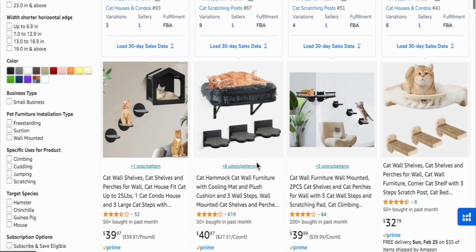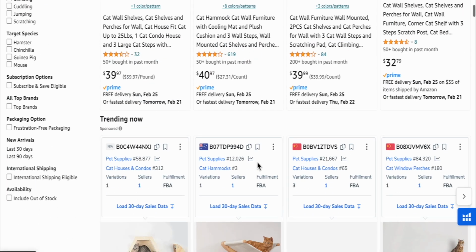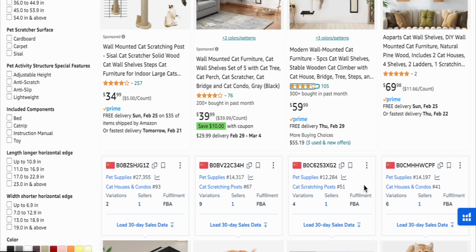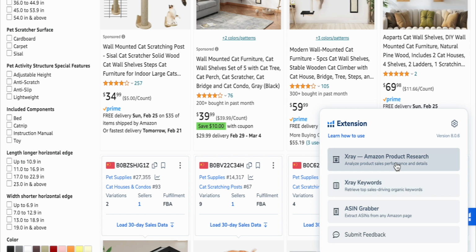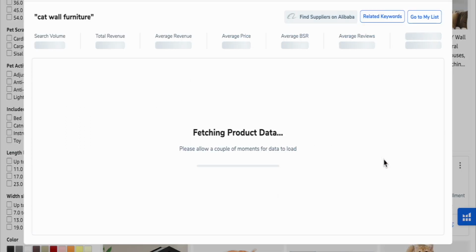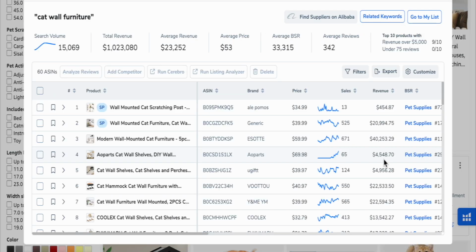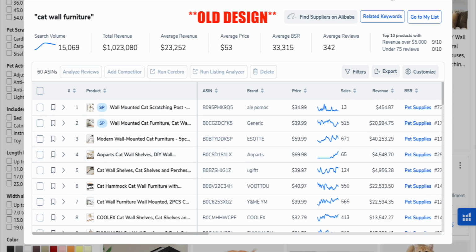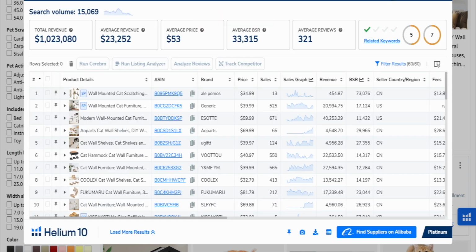Now, if I want to see more information on this one, I'm going to also use Helium 10. I'm going to go to the X-ray and it'll bring up this. Now, this is the new design. I am old school and don't like a lot of change, so I'm going to go to the new design. So I'm gonna go here and look at all these criteria.